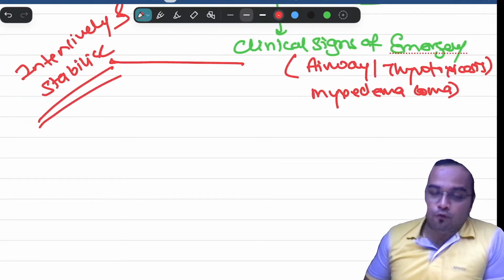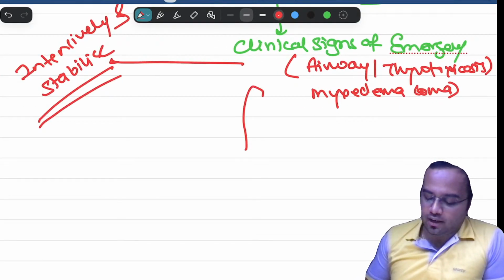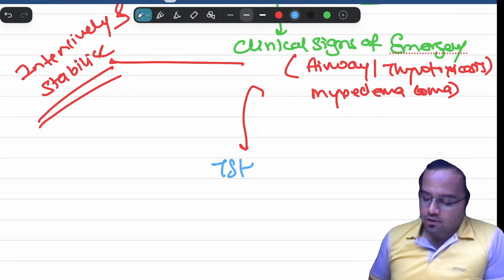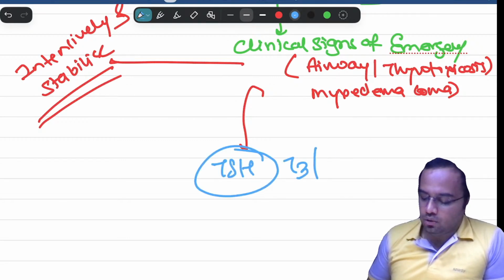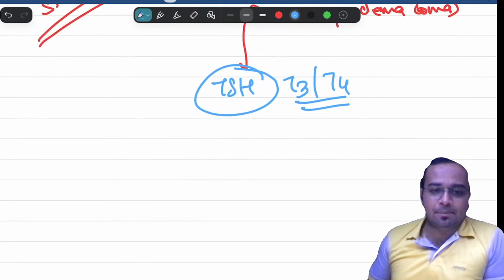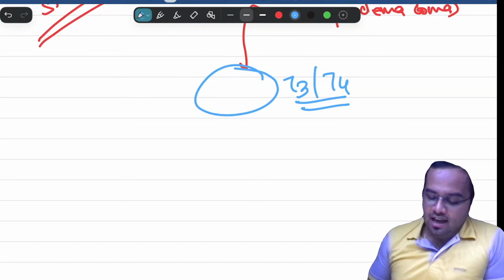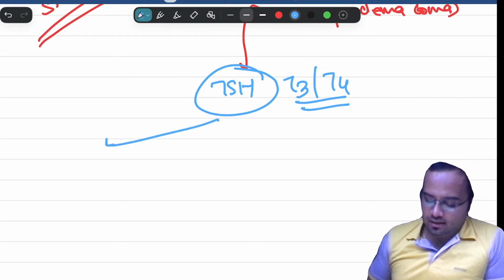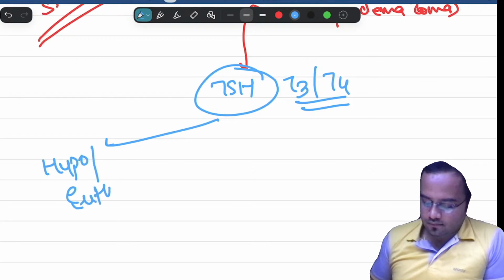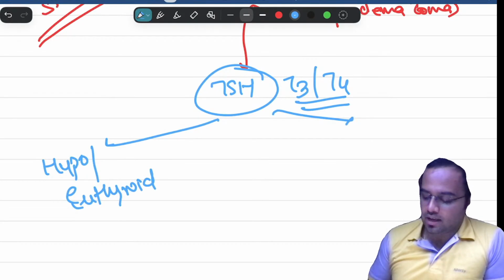After you go for stabilization, then you are going to do the TSH. So TSH karo and T3 T4 karo. But T3 T4 are supplementary. The workhorse is going to be TSH. So TSH करो. TSH करने के बाद में हमें पता चलेगा कि is it going to be hypo or euthyroid, or it is going to be hyperthyroid.